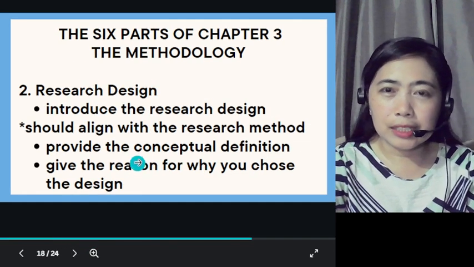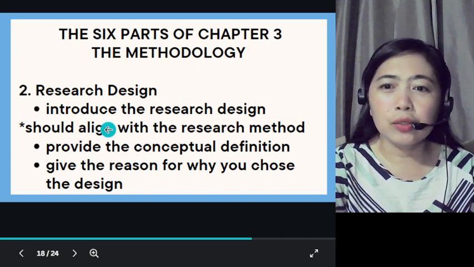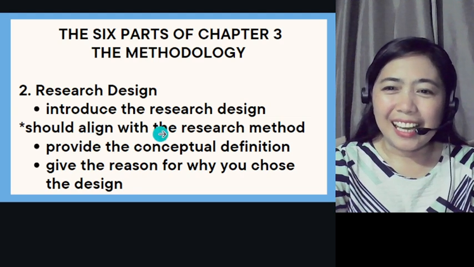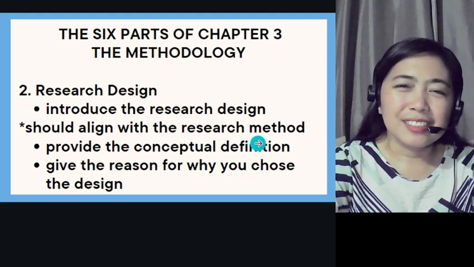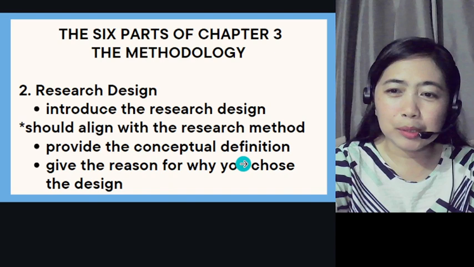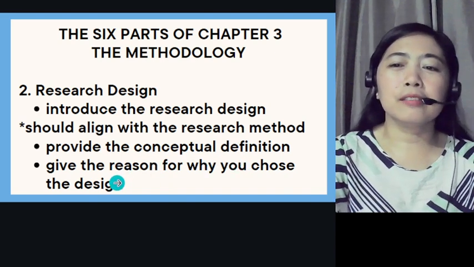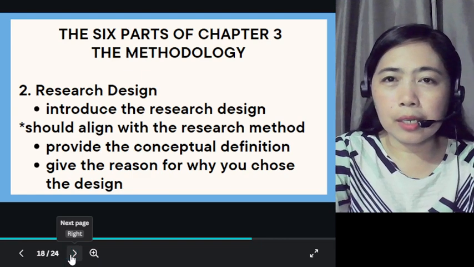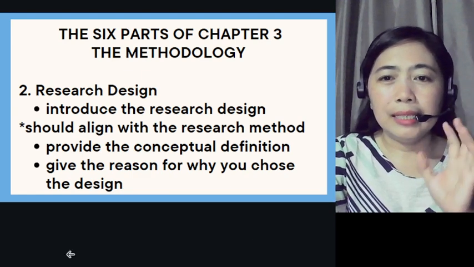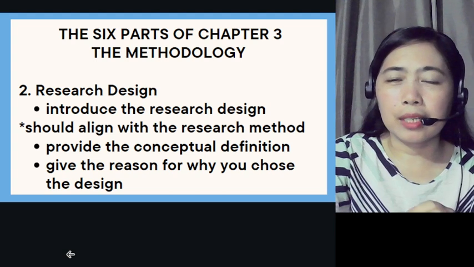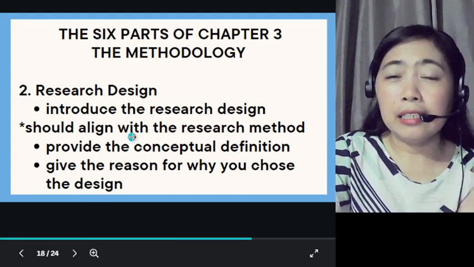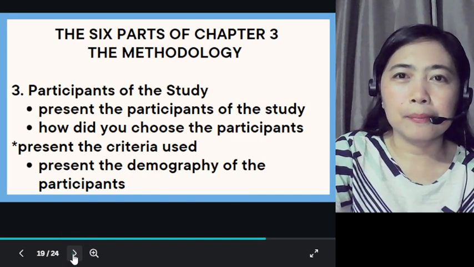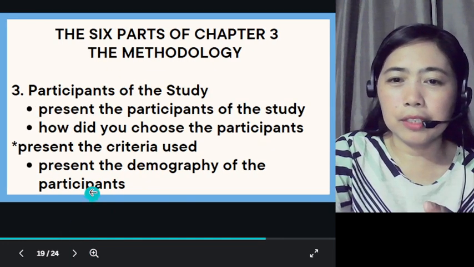Okay, for the research design, the next paragraph, you introduce the research design. Make sure that it aligns with your research method. It also provides a conceptual definition and gives the reason why you chose the design. Anyway, I will also provide another video for the example or the sample chapter 3, so you can better feel the application of this theory. Okay, it's all about theories for this video, by the way.